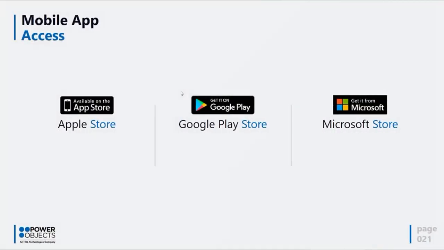So how do I get started with all this stuff? You have to download the Unified Operations app from either Apple Store or Google Play, or if you're still rocking one of those phased out Microsoft phones or devices, you can get it from the Microsoft Store.